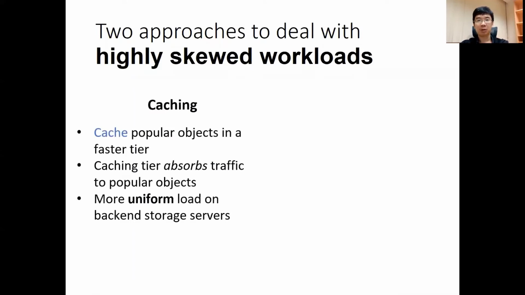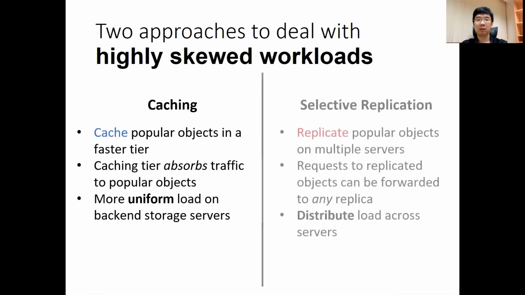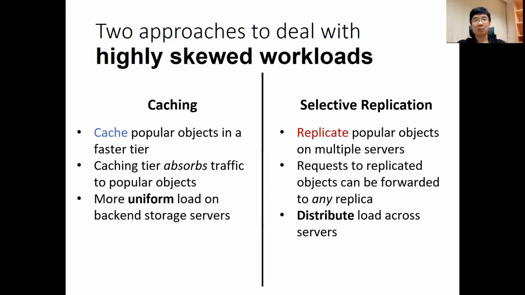So what are the existing solutions that deal with these highly skewed workloads? There are two common approaches. The first approach is to cache the most popular objects in a faster caching tier. The caching tier can then absorb traffic going to these popular objects, and as a result, make the load on the backend storage servers more uniform. The second approach is to replicate the most popular objects on multiple servers. Requests to these objects can then be forwarded to any server with a copy, effectively distributing load across the servers.